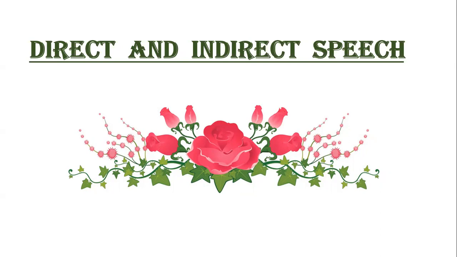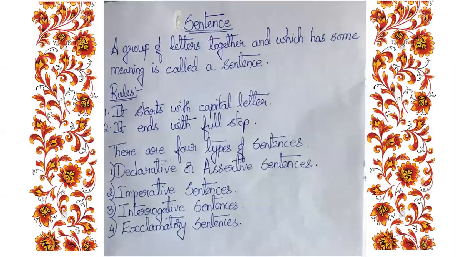Now, before going to direct and indirect speech, we should know what a sentence is. What is a sentence? A group of letters put together which has some meaning. It must have some sense. Then it is called a sentence. I repeat once again: a group of letters together which has some meaning is called a sentence.